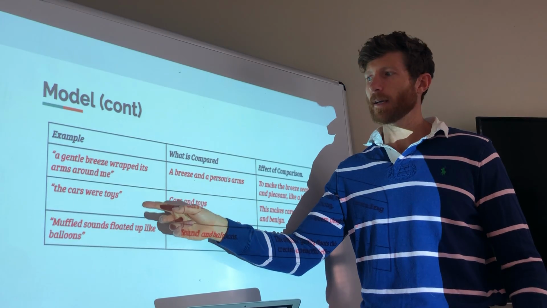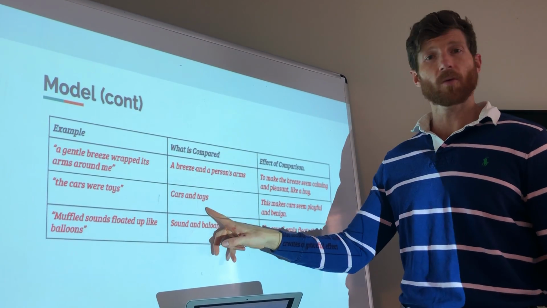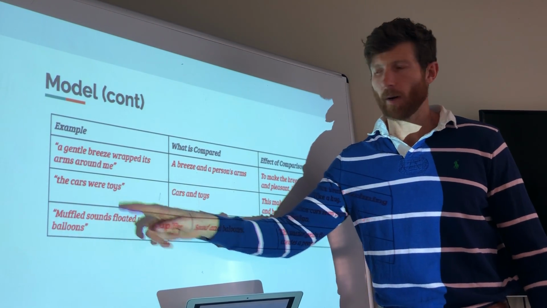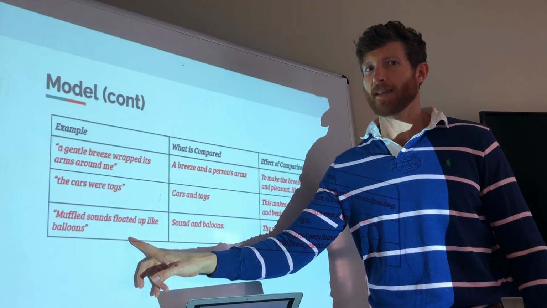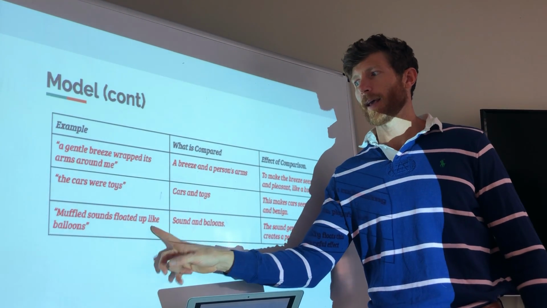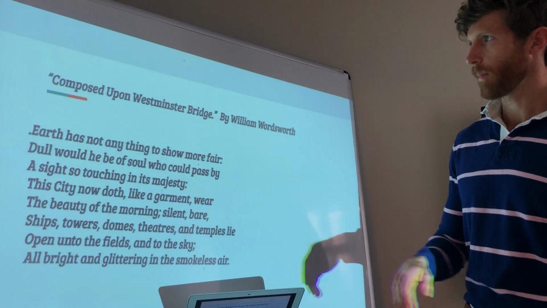The cars were toys. This is an example of a metaphor. It's a comparison. Cars and toys are being compared, but we're not using like or as. Okay? Muffled sounds floated up like balloons. This is a simile. Why is it a simile? Because sound and balloons are being compared, and the author is using the word like.